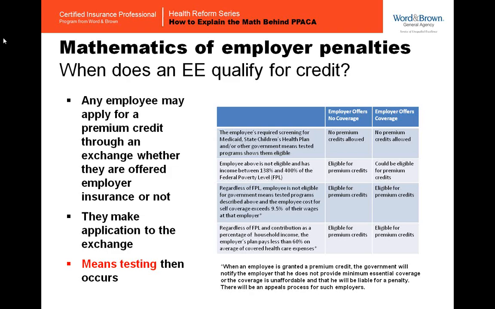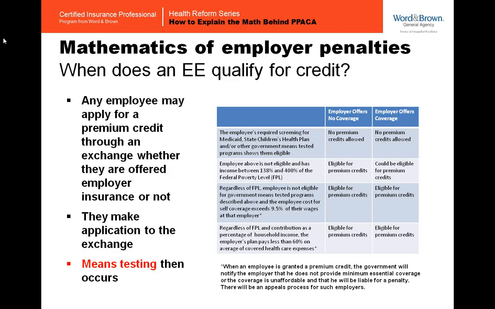Now we got a second group, though. This is a group that's above the minimum federal poverty level to some degree. It could be as high as 400% above the federal poverty level. We'll look at what that constitutes in a few minutes. But the point being here is they qualify for some level of premium tax credit. It's a sliding scale. The guy at 138 might get 99.5% of his policy paid for by the government. The guy at 400% might only get 50 cents worth of premium tax credit. But wherever he may fall, if the employer offers no coverage, then that employee would be eligible for premium credits, no matter where he stands in the federal poverty level. If he was over 400, then he would not be.